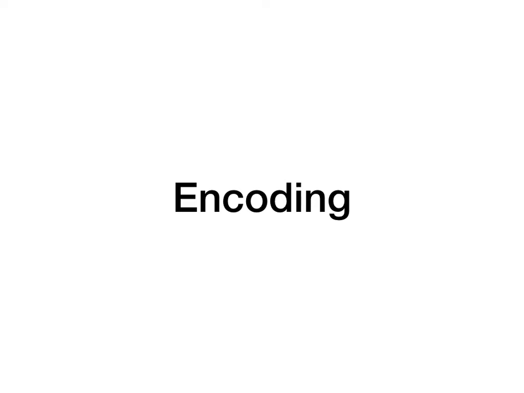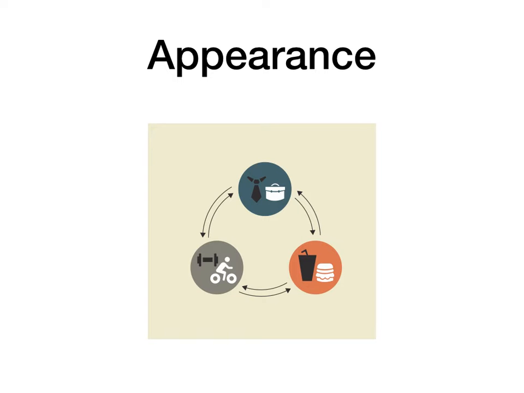Now I will talk about encoding. Encoding is the use of different visual elements like size or color to communicate information like magnitude or category. In my appearance display, I used three circles of different colors to encode three separate categories: work, exercise, and diet. Each circle is the same size to convey to readers that no category is more important than the others. All the arrows are the same length and color to show that the relationships between these three things are equally connected.